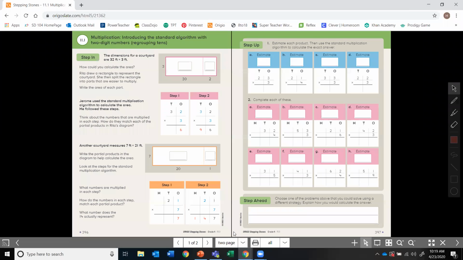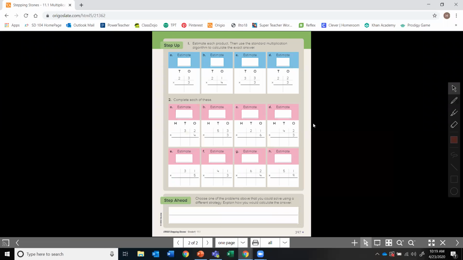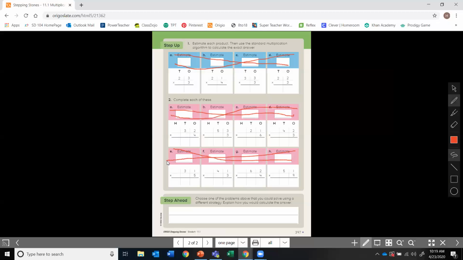All right, let's dive into the second part of the workbook page. Let me get my page 2 up and rolling. Here we're just simply going to multiply. It says to estimate, but we don't need to do the estimating part, so I'm just going to cross this off so you know not to do it. I just need you to set up the multiplication problems. We won't worry about the estimating, just to save us some time.